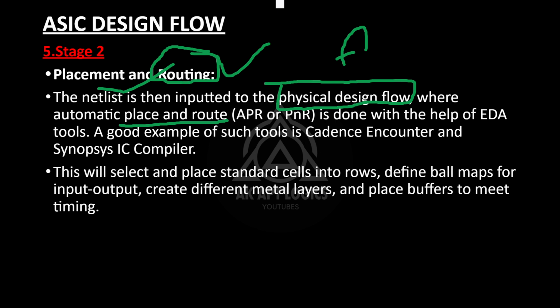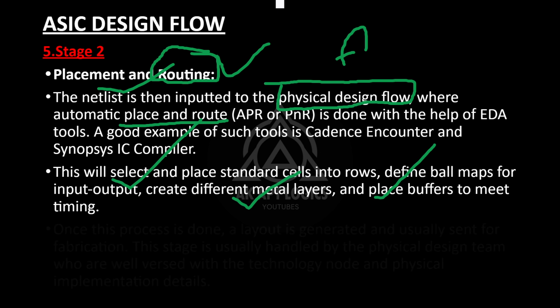This will select and place standard cells into rows, define pin maps for input output, create different metal layers, and place buffers to meet timing. So there are so many things like metal layers, buffers, input output. All this will come in our VLSI subject. All this will be done by the placement and routing engineers.